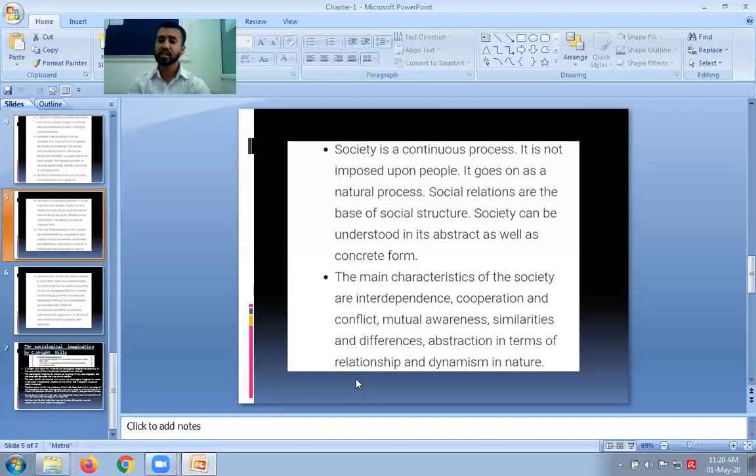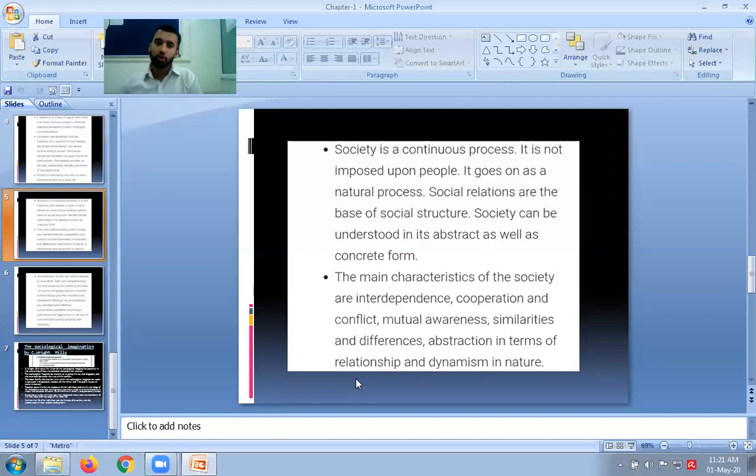And the main characteristics of the society are interdependence. I've already told you that there is a nature of interdependence in the society. Cooperation is there in the society. Everyone is cooperating with each other, everyone is supporting each other in the society. That's how society is running. And there are conflicts as well. Some people who have different opinions regarding a particular thing may end up in conflict, right? There is mutual awareness, meaning people have common understanding regarding some things.